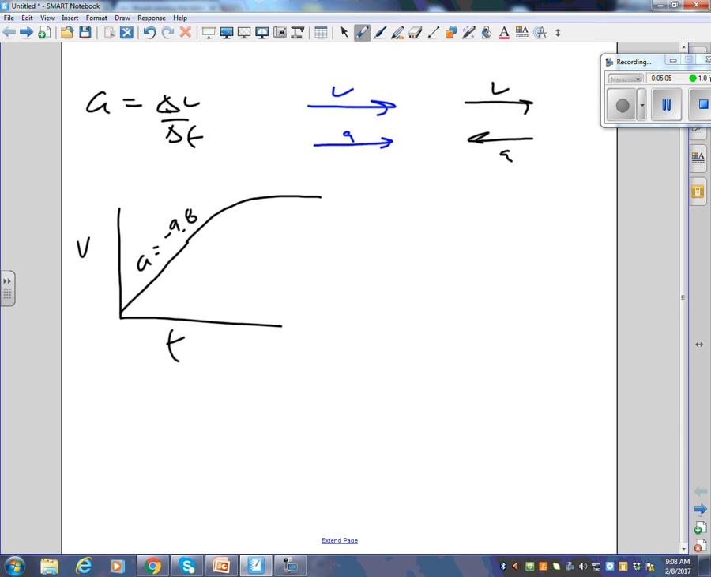Answer the following by referring to figure 3.5. So that is, oh, you have to go back a couple, right? The second page. So that's the graph that looks like this. And this is a position time graph. And the question is, over which interval did the object have its greatest velocity?